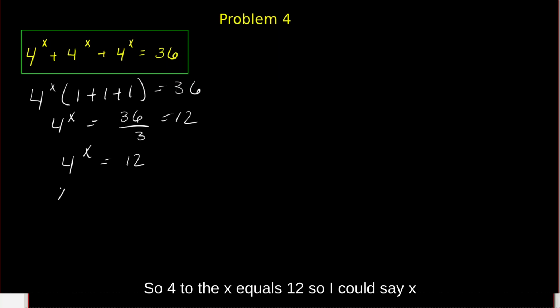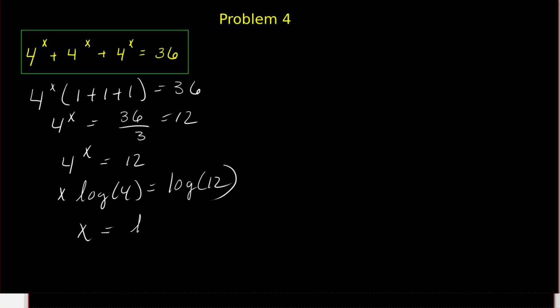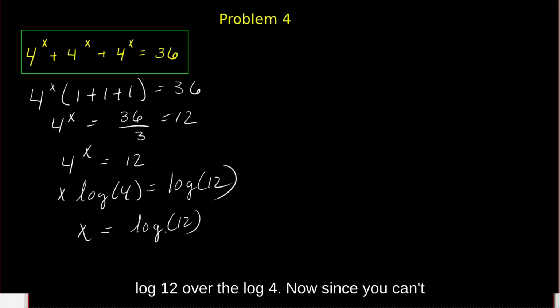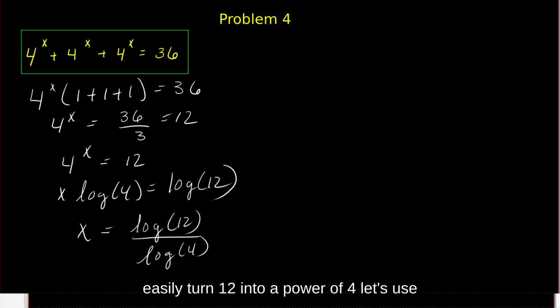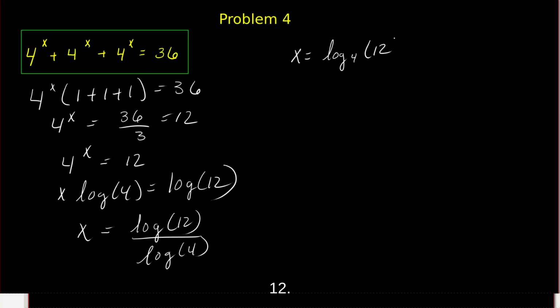So I could say x log 4 equals log 12. So x will equal the log 12 over the log 4. Now, since you can't easily turn 12 into a power of 4, let's use the change of base rule. So we could say then that x will be equal to log base 4 of 12.